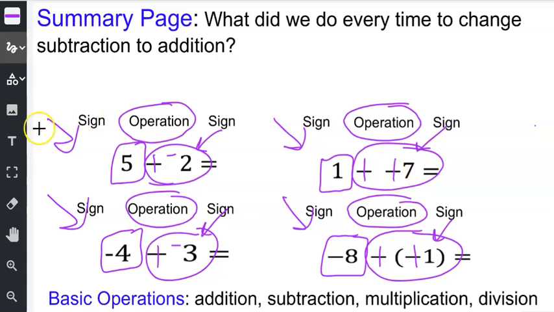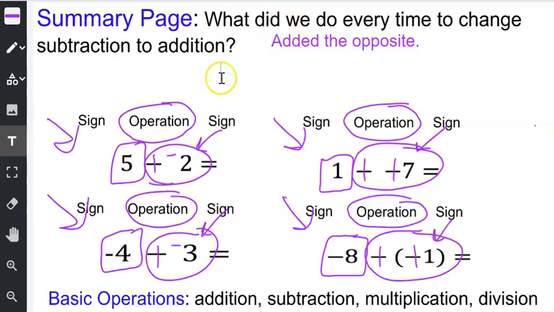So let me go ahead and type that answer. So what do we do every time to change the subtraction to addition? We added the opposite. Oops. We added the opposite. And I have to fix that.